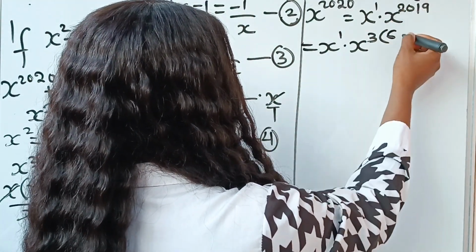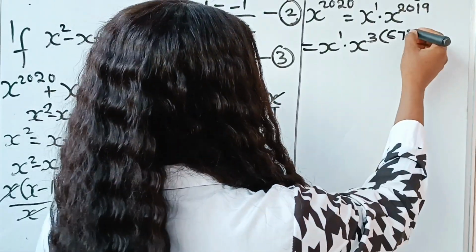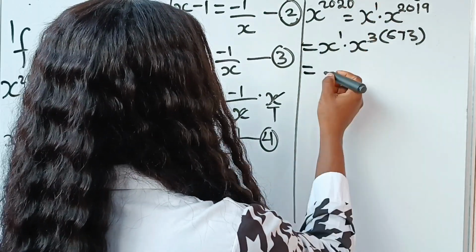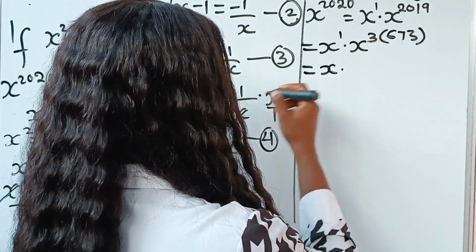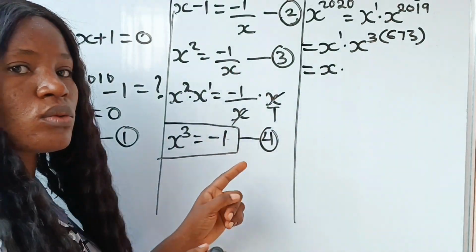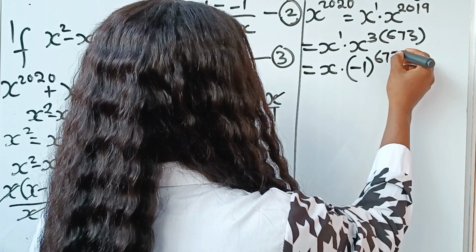If it divides 21, we have 7. If it divides 9, we have 3, right? So this is what we have. So this simply means that x to the power of 2020 is x multiplied by x to the power of 3, recall, is what? Minus 1. All right, so we have minus 1 to the power of 673.